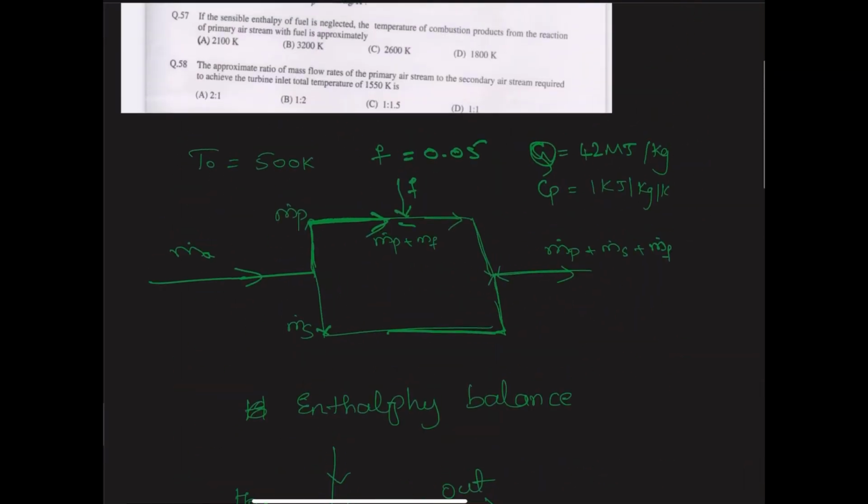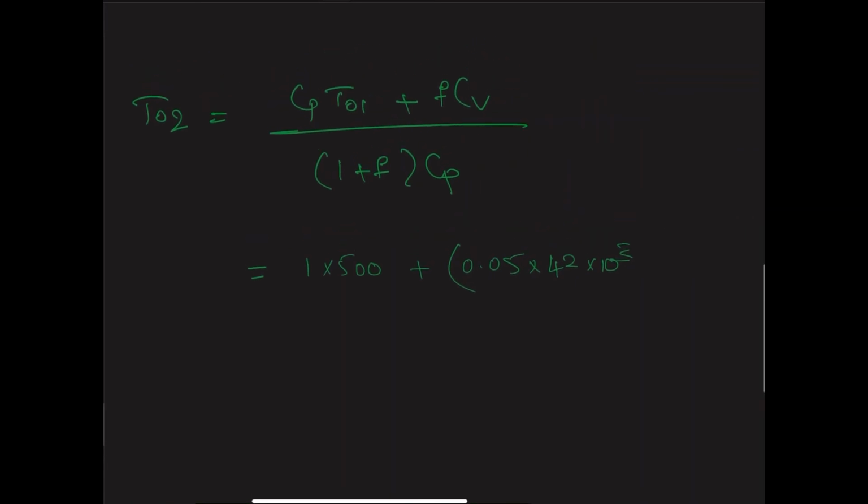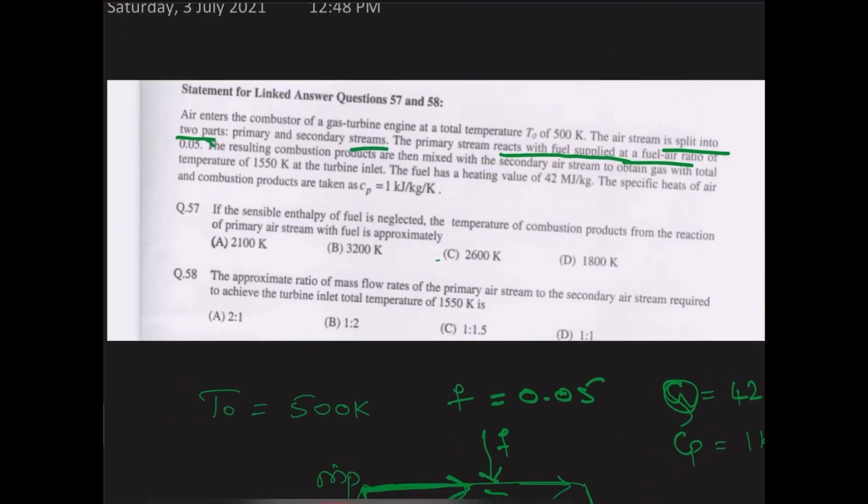So T01 is 500, Cp is 1, T01 is 500 plus 0.05 into Cv is 42 into 10 to the power 3, divided by 1 plus 0.05 into Cp is 1. So when you do this, T02 will be 2600 Kelvin. So here option C, 2600 Kelvin is the right answer.